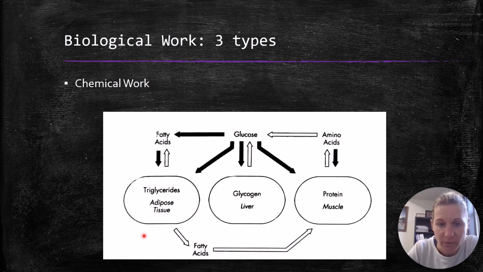So you can store things in the form of triglycerides or in our adipose tissue. We can store sugars or glucose in the form of glycogen, and that can be within the liver. And we can also store sugar inside the muscle as well. Inside the muscle, we can also store these amino acids, and these amino acids or protein particles can be used to build up muscle amongst other structures as well. So that's kind of a brief summary of what's happening with chemical work.